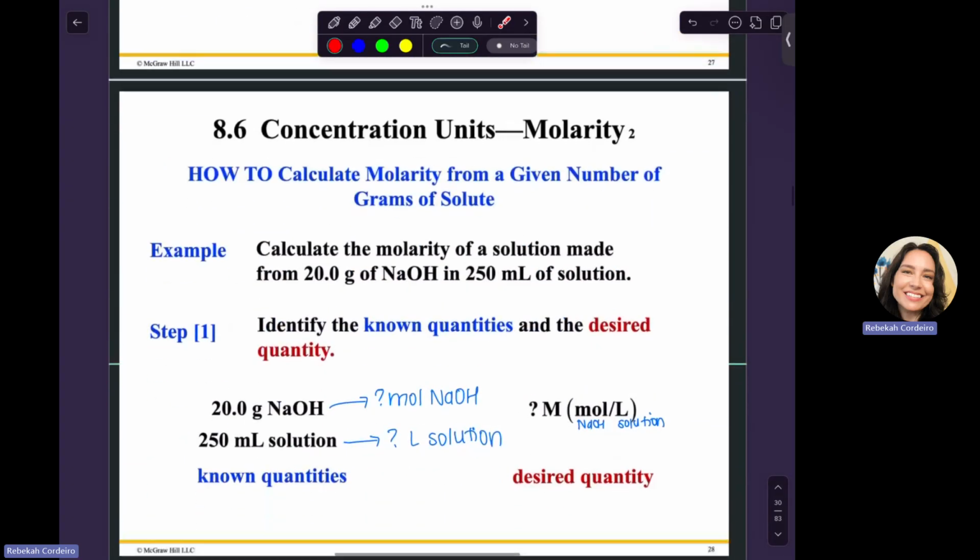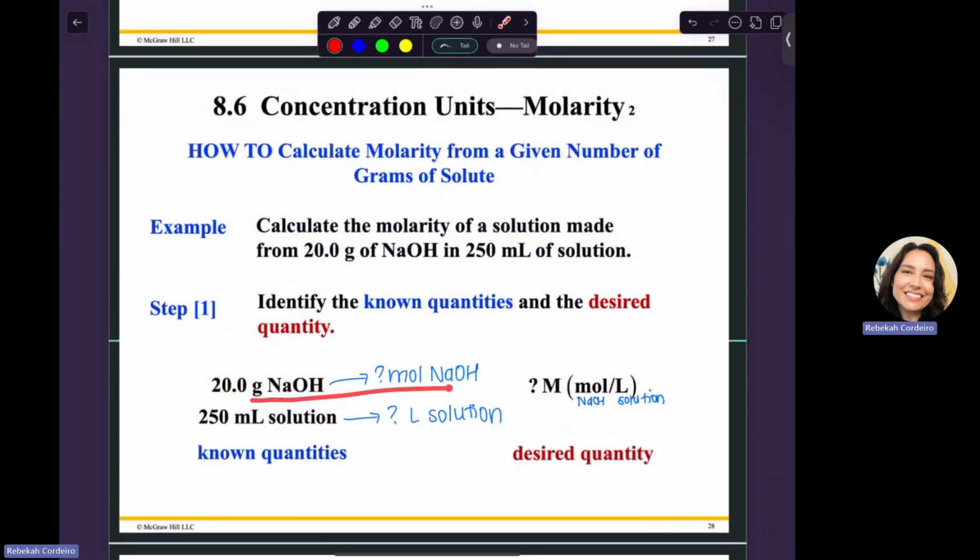So how can I go from grams to moles? If you haven't stopped and tried it yet, go ahead and try it now.